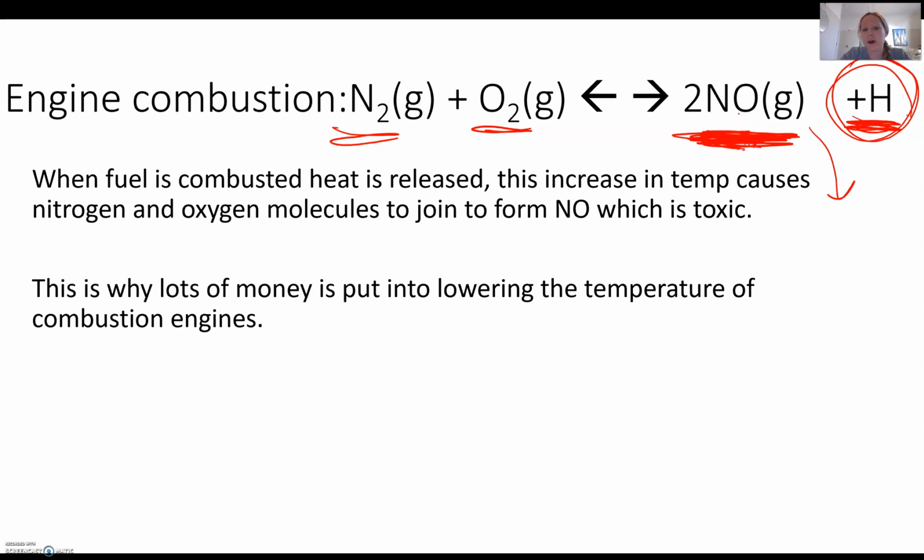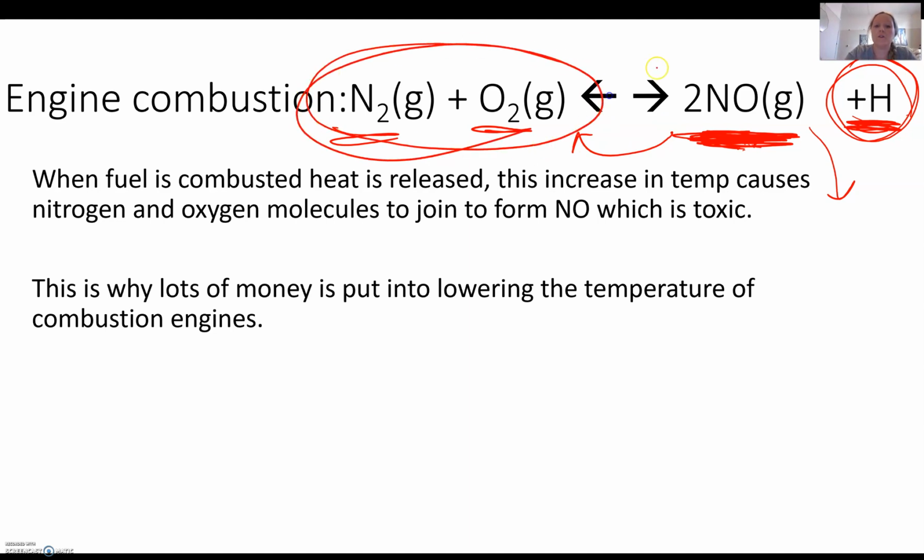And so if we lower the temperature, the reaction is going to shift to increase the temperature, right? And if it's shifting to increase the temperature, it's going to shift into the exothermic direction, which means it's going to shift to the left, and you make more of the harmless reactants. And so that's why a lot of money goes into making temperatures of engines far lower.